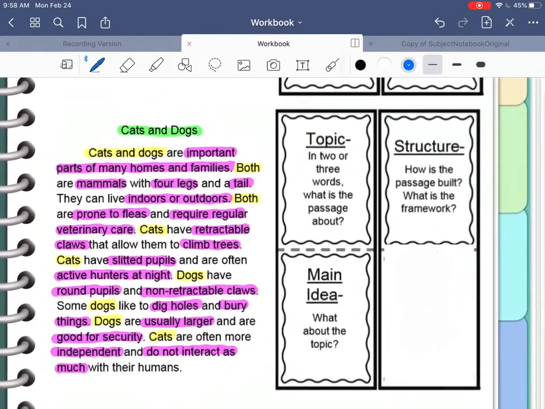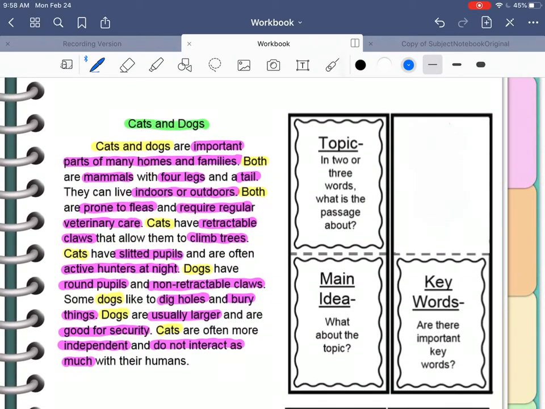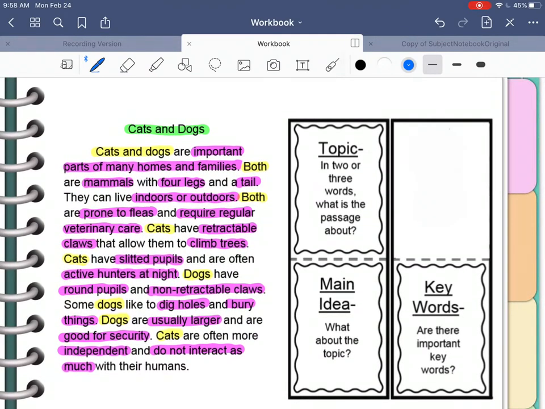Okay, moving on over, we're looking at the structure of the passage. How is this passage put together? Was it done for just information? And our main idea helps us to understand that. This is a compare and contrast passage. Anytime you're talking about similarities and differences, you are comparing and contrasting. So the structure on this one is not just informational. It is designed to show you similarities and differences.